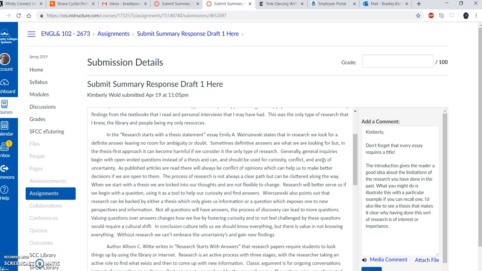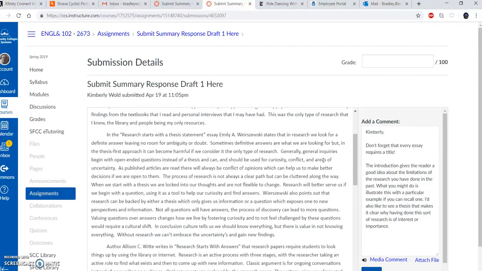The process of research is not always a clear path, but can be cluttered along the way. So we're getting into that researching to learn idea. When we start with a thesis, we're locked into our thoughts and not flexible to change. Research will better serve us if we begin with a question, using it as a tool to help our curiosity and find answers. Wazirski, or however we say her name, also points out that research can be backed by either a thesis, which only gives us information, or a question, which exposes one to new perspectives and information. Not all questions will have answers. The process of discovery can lead to more questions.